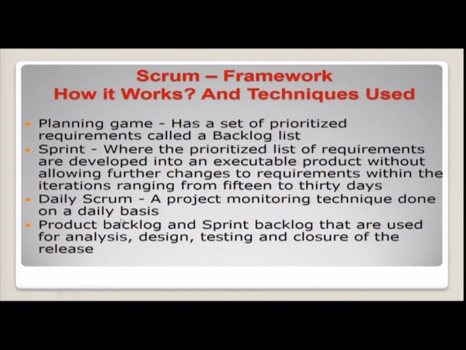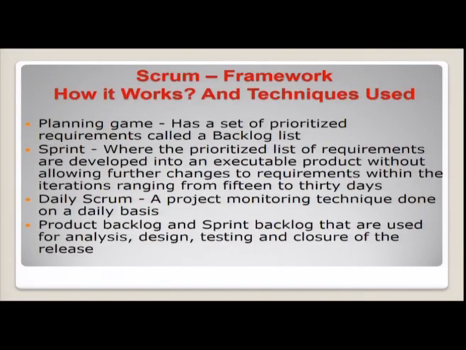A daily Scrum is a project monitoring technique done on a daily basis. Then we have product backlog and sprint backlogs that are used for analysis, design, testing and closure of the releases. A product backlog is one... backlog by name, what can you infer? Backlog is one wherein if you are not able to complete it within this particular sprint, it will be kept on a lot called the parking lot. In that lot the features will be parked and it will be decided upon in the meeting whether to take them up in the next sprint or whether to postpone that particular feature. That is called product backlog and sprint backlog.